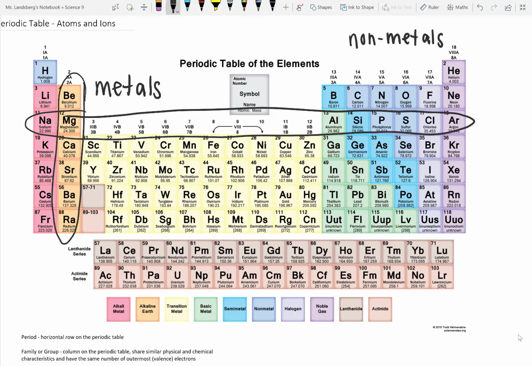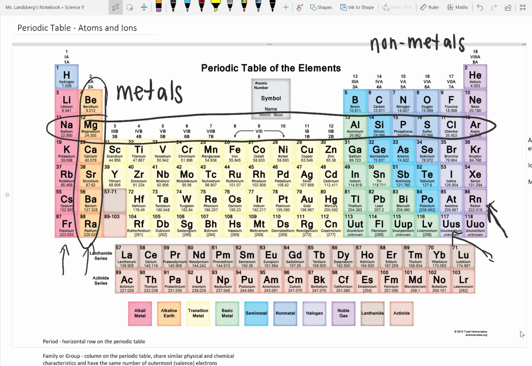So let's just go over some of the important families. We have the alkali metals in red, the alkaline earth metals in orange, the halogens in kind of a purpley blue, and the noble gases in purple.